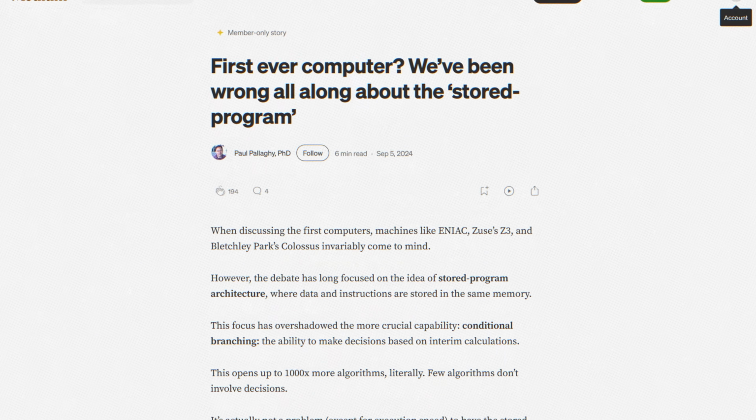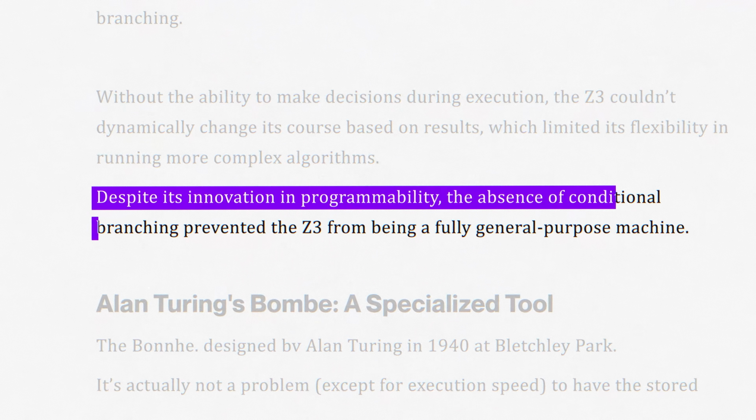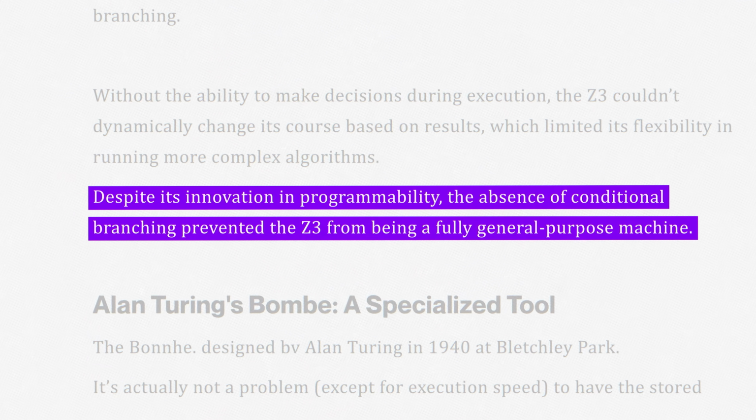So, if the Z3 was built before ENIAC, why are some sources claiming that the latter was the first computer? Well, there are a few reasons why the Z3 is considered a controversial pick for that title, among them the historical context of how the machine came to fruition, but most importantly, it has to do with the computing potential of the Z3. The German machine didn't support conditional branching, which, as we already mentioned, is crucial in the context of Turing completeness.